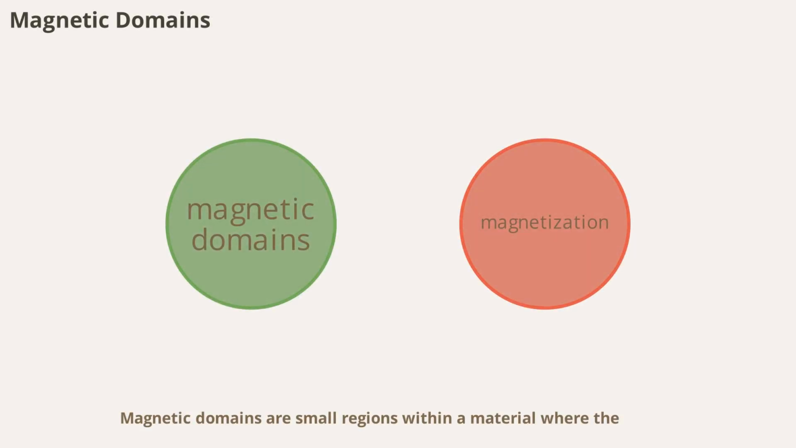Magnetic domains are small regions within a material where the magnetic moments of atoms are aligned in the same direction. In unmagnetized materials, these domains are randomly oriented, canceling each other out. When exposed to a magnetic field, the domains align, resulting in a net magnetization. The behavior of domains explains why some materials can become strongly magnetized while others cannot. This concept is key to understanding ferromagnetism and the process of magnetization.